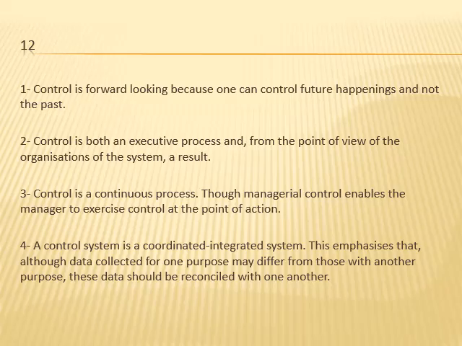Number 3. Control is a continuous process. Managerial control enables the manager to exercise control at the point of action. It follows a definite pattern and timetable, months after months and year after year, on a continuous basis.